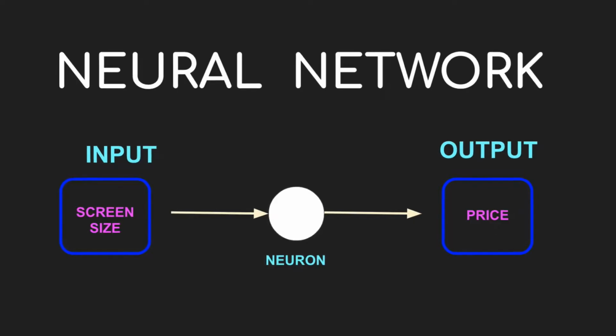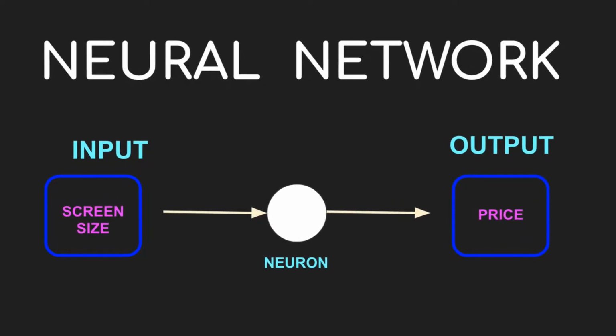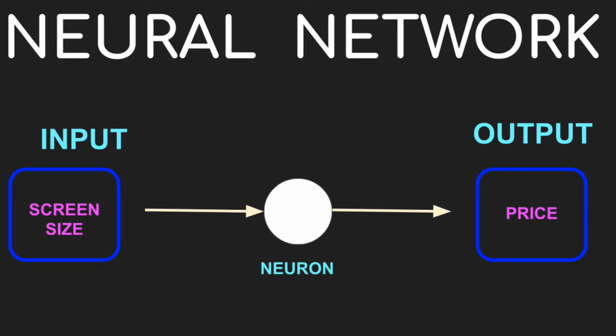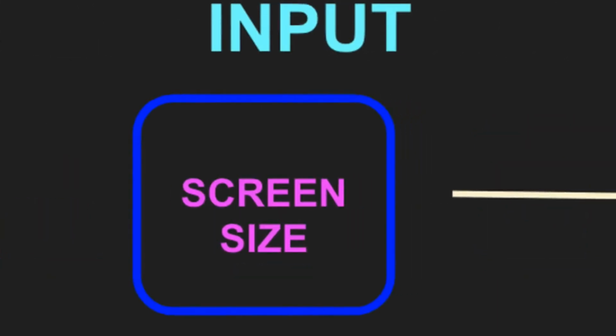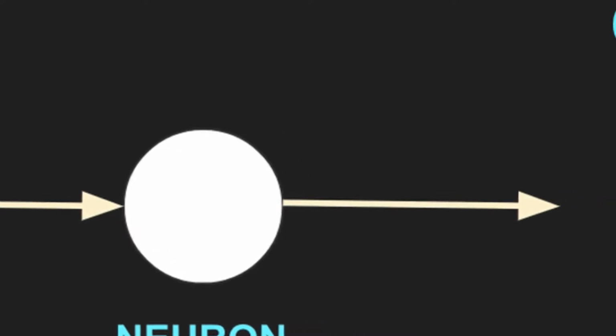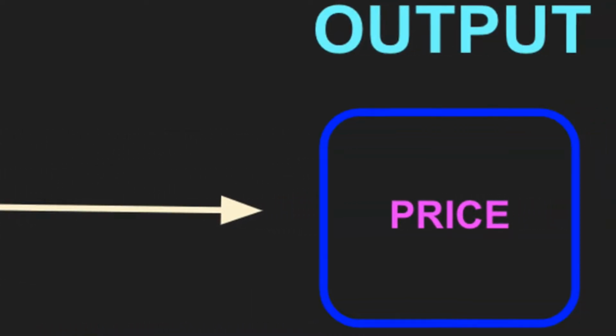Let us take the simplest example of a neural network. This neuron has to determine the price of a laptop based on the screen size. We give several screen sizes and their corresponding prices, and the neuron will come up with a function. This is the simplest form of neural net. But laptop prices do not just depend on the screen size, do they? So let's add some more neurons to our neural net.